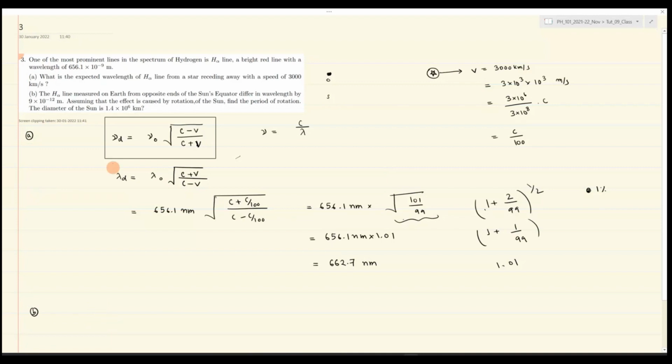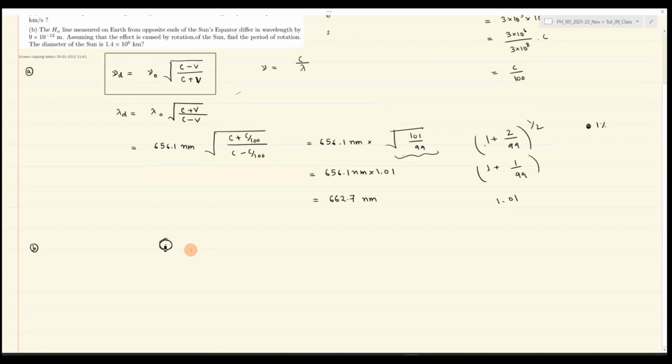Next, the H alpha line measured on Earth from Sun. This is a different question. H alpha line measured on Earth from opposite ends of the Sun's equator differs in wavelength by this much. Assuming that the effect is caused by rotation of the Sun, so we are assuming that the Sun is not moving away or towards us. It is stationary, but it is rotating on its axis.